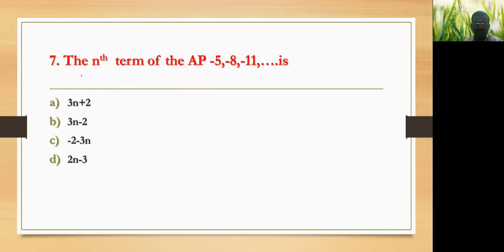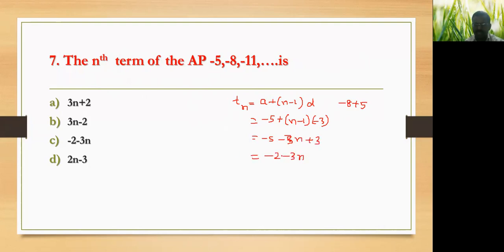Question number 7. The nth term of the AP minus 5, minus 8, minus 11, etc. is. See, generally what we do, Tn equals a plus n minus 1 into d. Here a is the first term, that is minus 5, plus n minus 1 into d. d is minus 8 minus of minus 5, that is plus 5, we get minus 3. Then we get minus 5 minus 3n plus 3. Finally, we get minus 2 minus 3n. Correct?